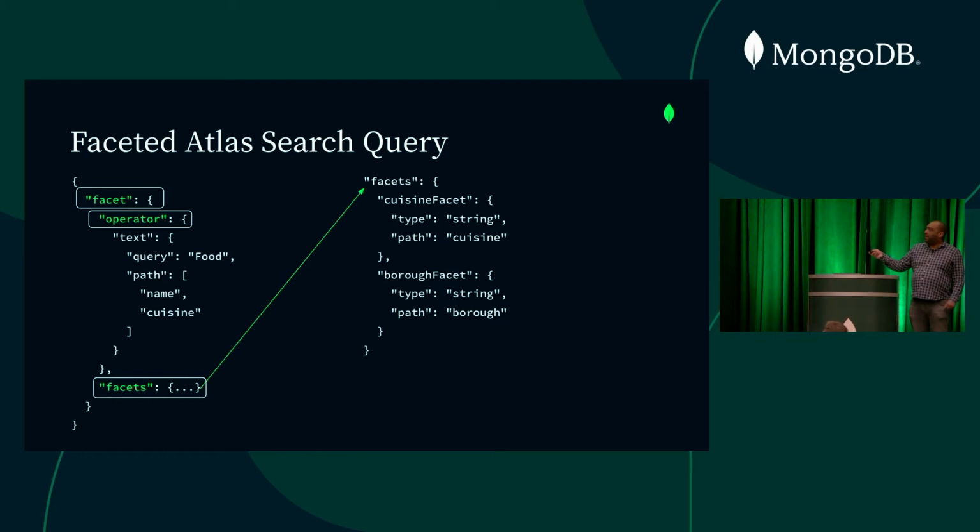Here, in addition to the operator, we also have a facets document. This facets document contains a set of named facet definitions describing the facets you want to compute over the search results returned by the operator. Here, we've defined our cuisine facet on the path cuisine and our borough facet on the path borough.